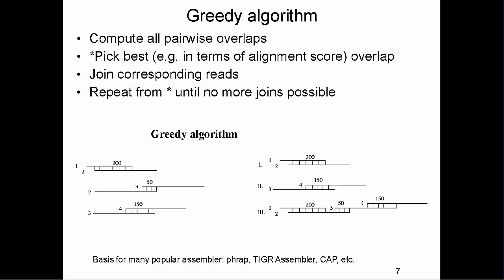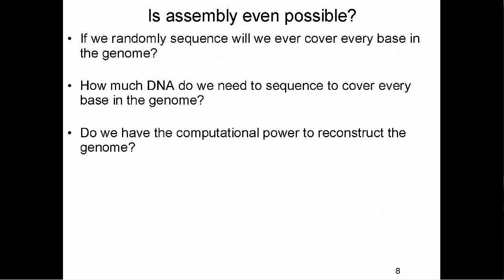This very simple algorithm formed the basis for many popular assemblers, including FRAP, the workhorse of the public effort to sequence the human genome, and Tiger Assembler, the assembler used to reconstruct the first genome of a living organism, the genome of Haemophilus influenzae, sequenced at the Institute for Genomic Research in Rockville, Maryland in 1995.